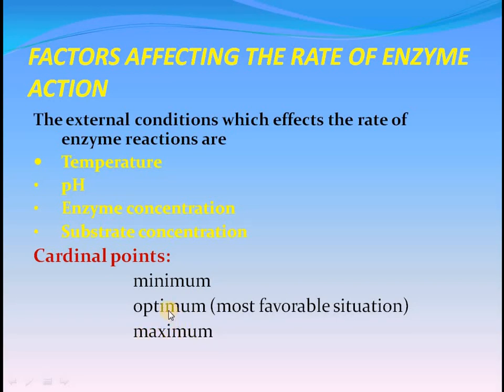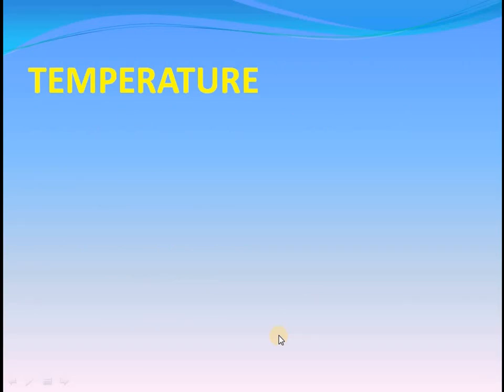Now, what is minimum? Minimum is the condition which is least, or in a very small amount. And when we talk about maximum, it shows the greatest amount. And when we talk about optimum, basically it covers the most favorable situation. Now we will discuss temperature.